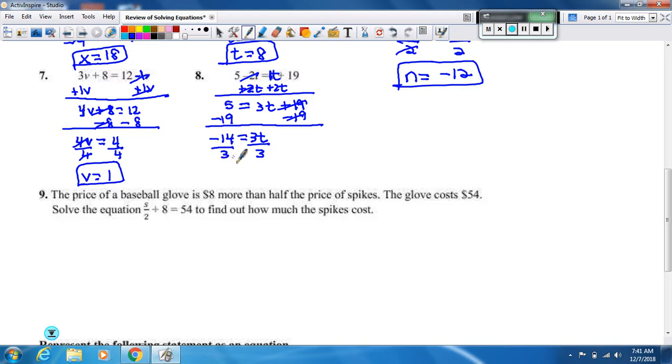Now negative 14 over 3, that doesn't simplify. You can leave it as an improper fraction. That is acceptable. So negative 14 over 3 equals t, top cancels with bottom, and that's the answer to that one.